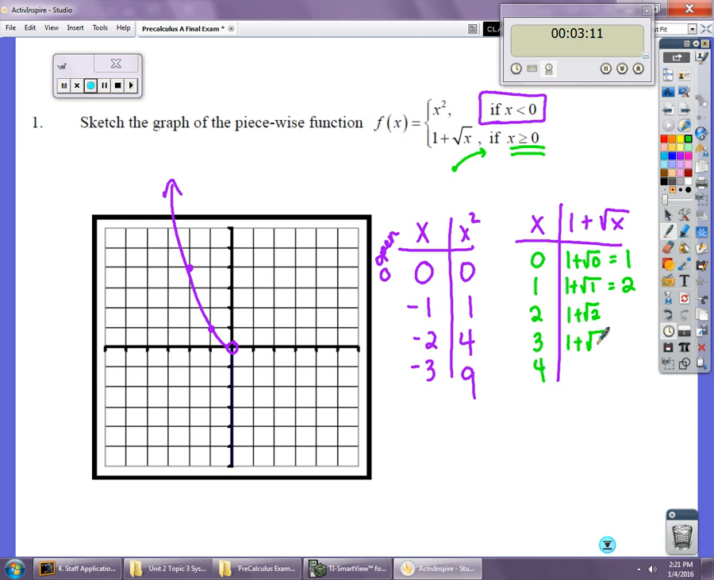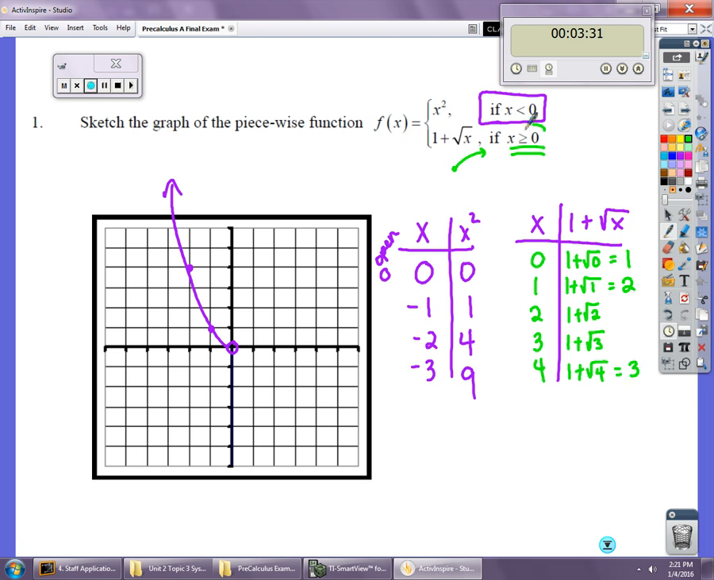I think I'm going to do the same thing for number 3, because that one also is going to give me some decimal, and it's going to be difficult for me to figure out without a calculator. But this one, I think I'm going to get a number for it, because the square root of 4 is 2, and 1 plus 2 will give me the number 3. So I've got 3 points that I can plot.